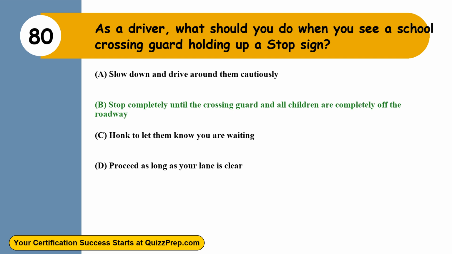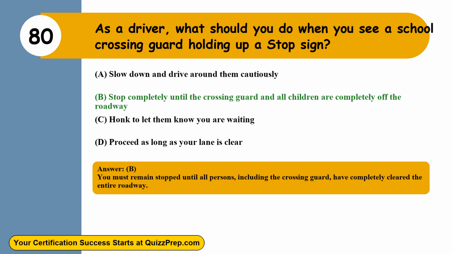The correct answer is option B. Stop completely until the crossing guard and all children are completely off the roadway. You must remain stopped until all persons, including the crossing guard, have completely cleared the entire roadway.